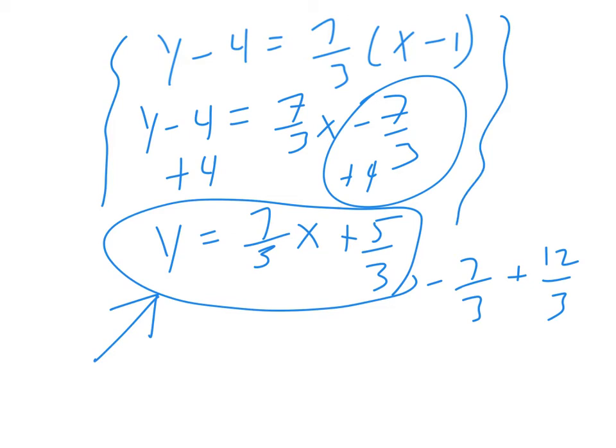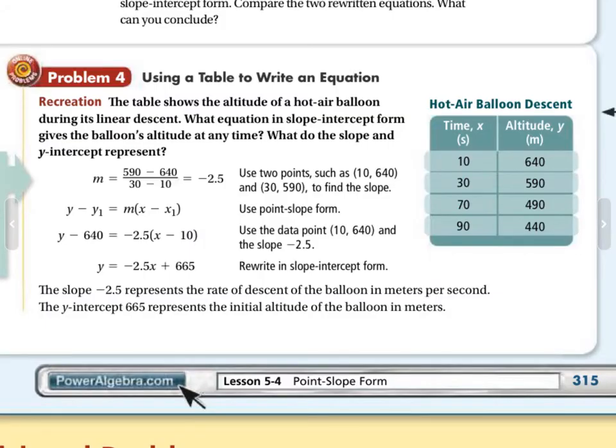So proving that no matter what point I pick along that line, it still works. Okay, fourth example. The table shows the altitude of a hot air balloon during its linear descent. That means it's going to have a constant descent. It's not going to speed up and slow down as it descends. What equation in slope-intercept form gives the balloon altitude at any time? What do the slope and y-intercept represent?